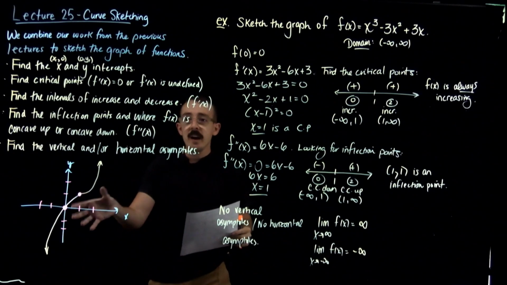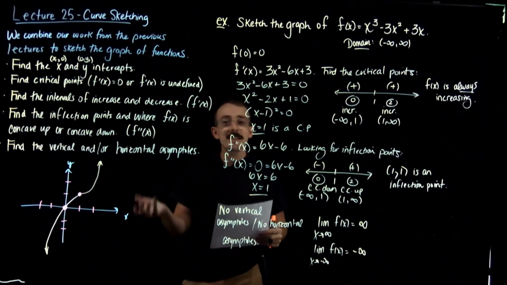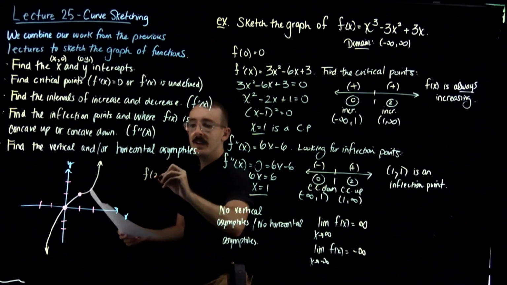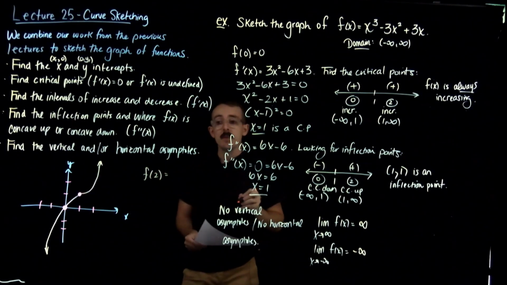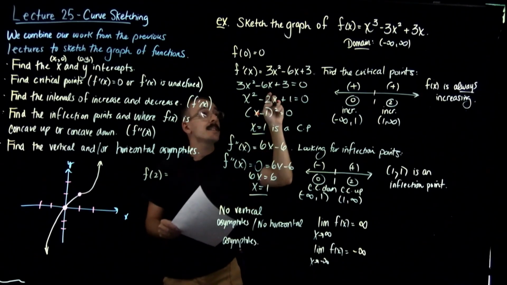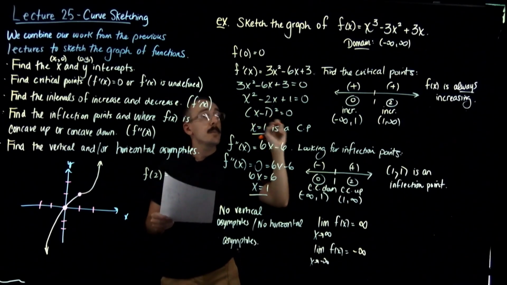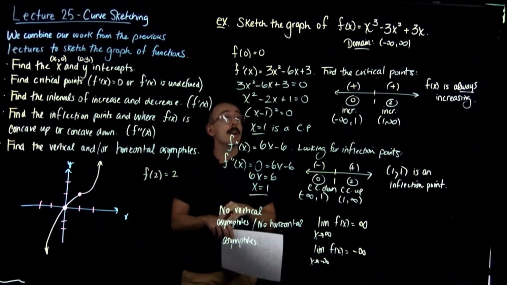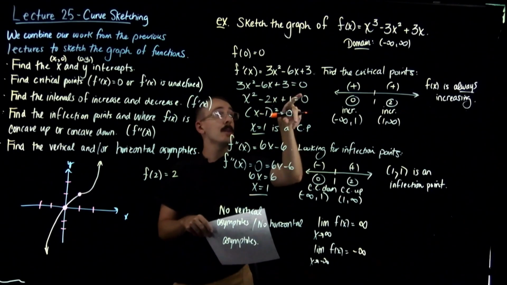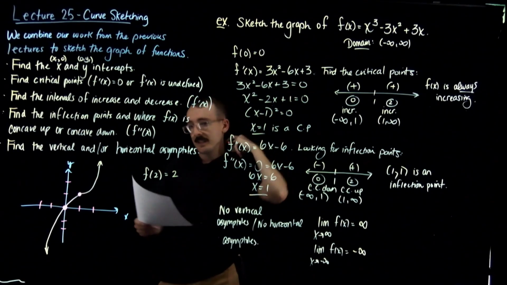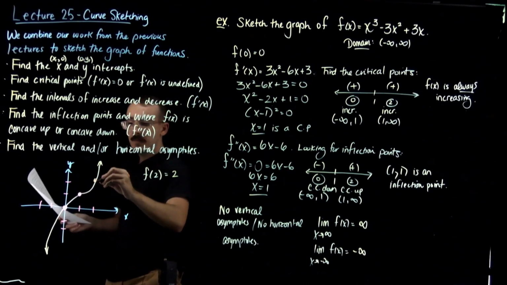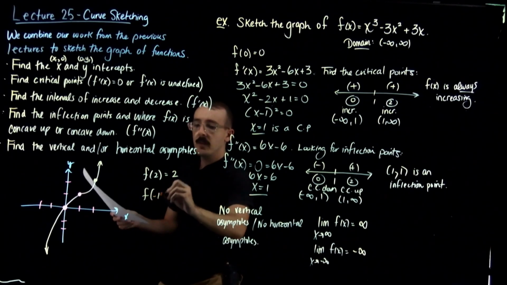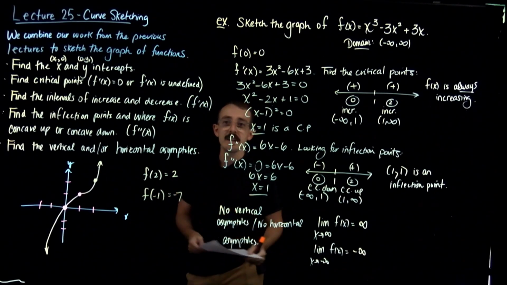If you wanted to fine-tune this more, there's nothing stopping you from picking a couple points that you'd be interested in. So for example, f of 2, if you were to plug that into the original, you would get 8 minus 12 plus 6. I believe that's 2. So 8 minus 12 would be -4, plus 6 would be 2 exactly. So you would have the point (2, 2). And similarly, if you wanted to know something on the left side, you could plug in -1. And for that, I believe I got -7.